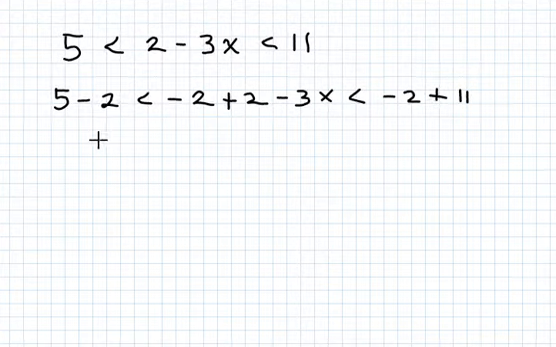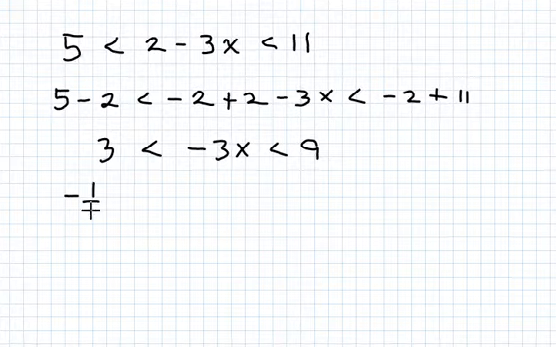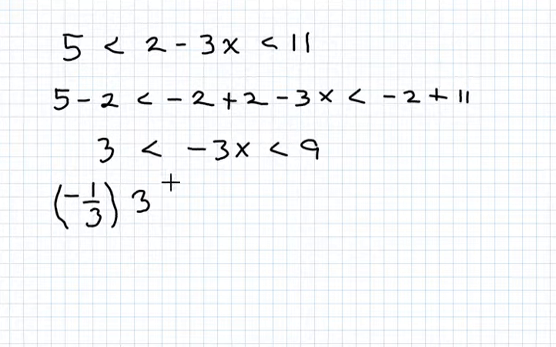So 5 minus 2 is 3 is less than minus 3x is less than 9. Now we have a negative 3x in here. So I'm going to multiply through by its reciprocal. So negative 1/3. Now remember, we're multiplying through by a negative. So you have to remember that this inequality here is going to be flipped. So we got to keep that in mind.